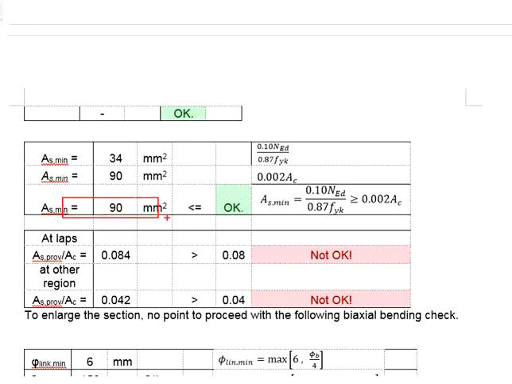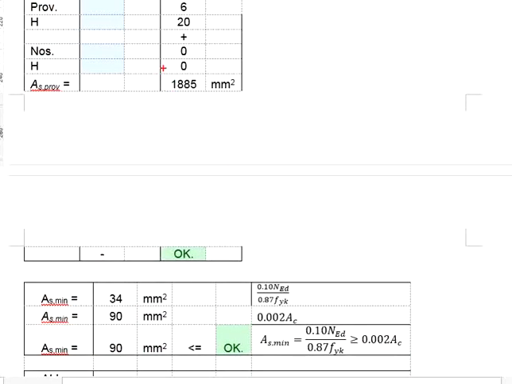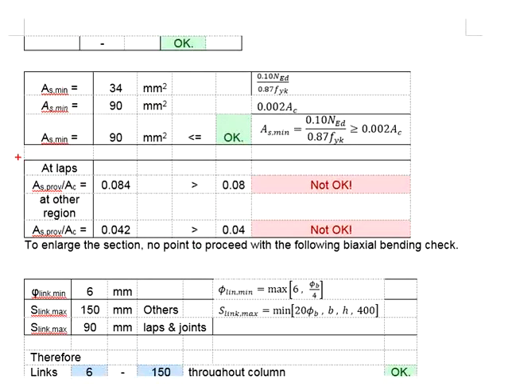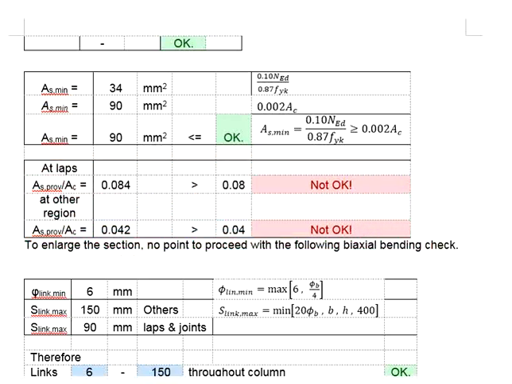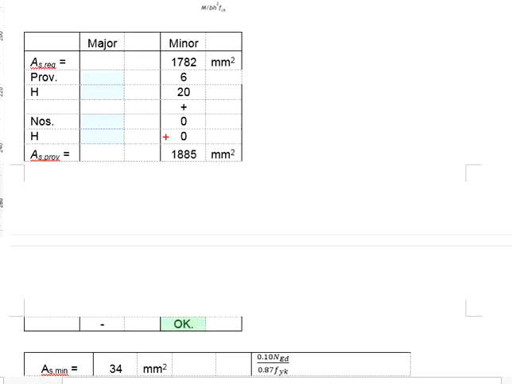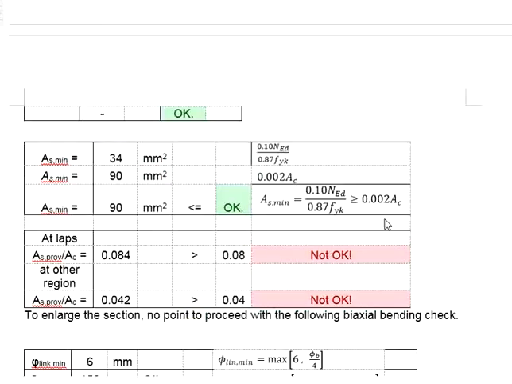Check the AS min against the AS provided. The provided reinforcement bar area is actually greater than the AS min. Therefore, it passed the AS min. Next, we will check the reinforcement against the maximum rebar area. Use the AS provided divided by the cross-sectional area of the column, which is 150 times 300.